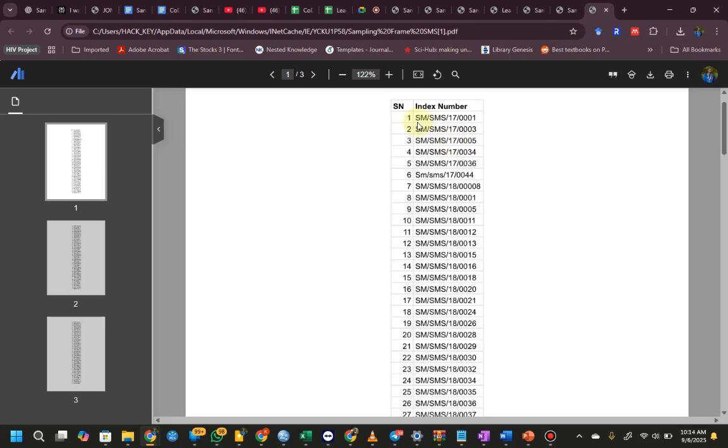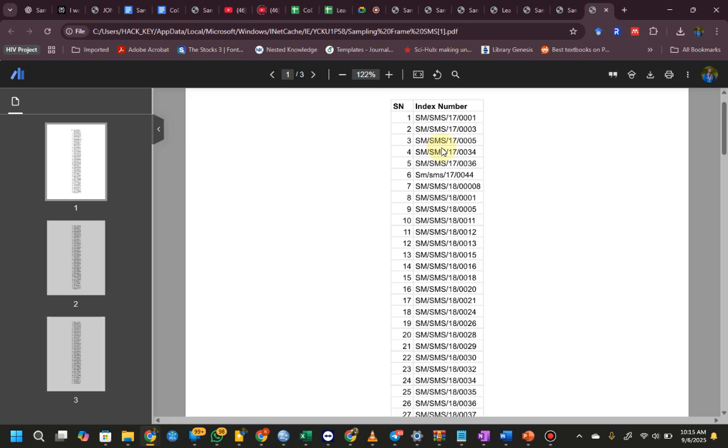That list will look something like this. They will provide you with the serial numbers and then the index numbers and maybe their names and maybe their phone numbers, so that whoever you select, you can contact the person. Now, once they furnish you with this, you would have to check how many people are in the sampling frame they have given you, which is normally a number you would even know.